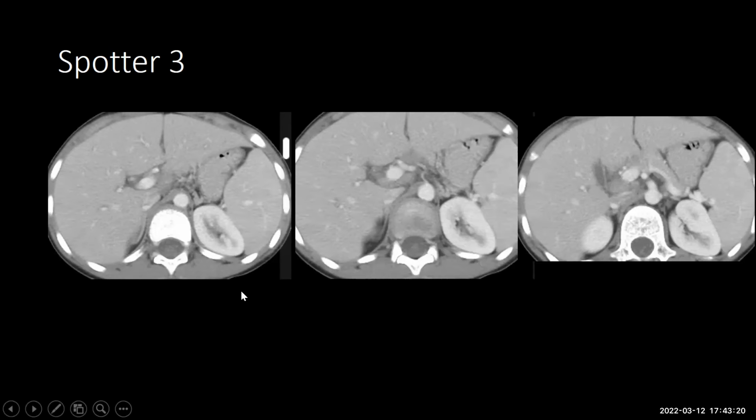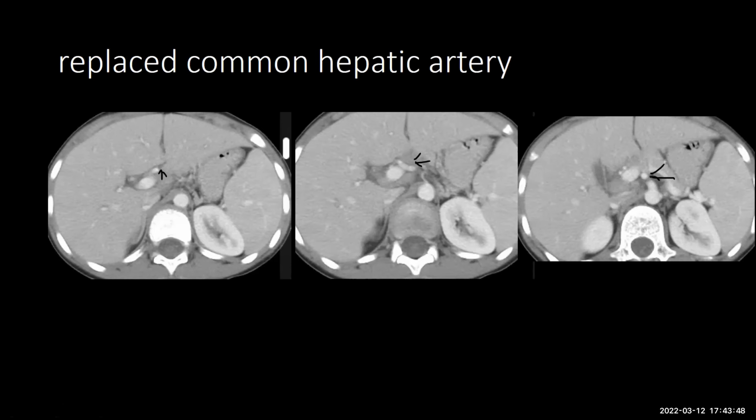This image may not be very clear. This was the celiac trunk, and this is the superior mesenteric artery. Here you can see that the hepatic artery is arising from the superior mesenteric artery. So this is called what? Replaced. Why is it important? Both during surgery it's important. Even if someone wants to do an intervention, they want to know where the hepatic artery is coming from, so it helps them. It's an important anatomy which we are supposed to mention in the CT.